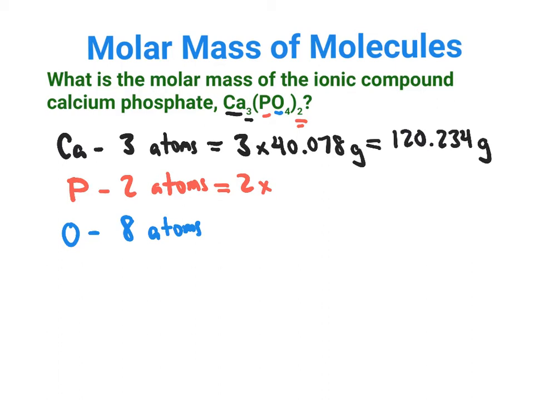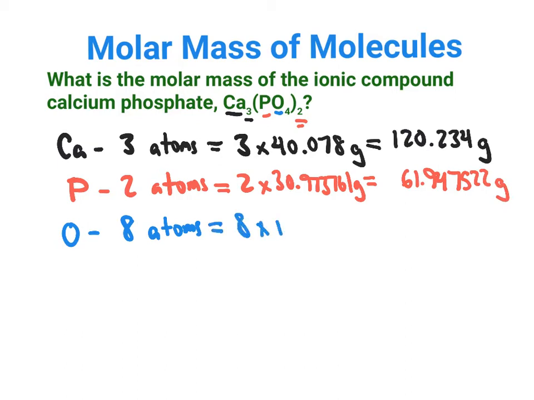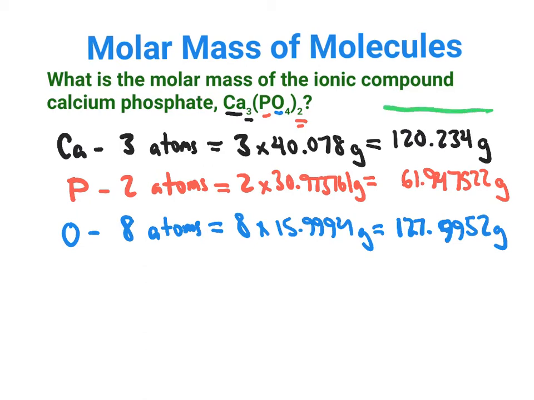Then I go to phosphorus, and I know that I have 2 phosphorus atoms. If I go to the periodic table, I know that if I have 2 moles of phosphorus atoms, it's going to be 2 times 30.973761 grams. When I multiply it out, I get 61.947522 grams. And for oxygen, it's 8 times 15.9994 grams. When I multiply that out, I get 127.9952 grams.